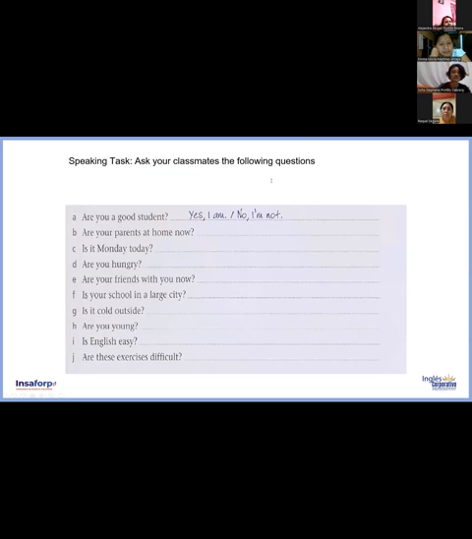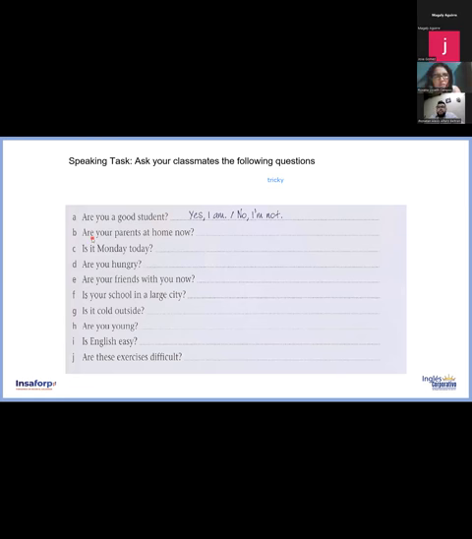Tiene un poco de tricky. No nos indican el sujeto, right? Tenemos que identificarlo. Okay, are you a good student? Yes, I am. No, I'm not, right? Vamos con la segunda. Who wants to do the second one? ¿Quién quiere hacer la segunda?